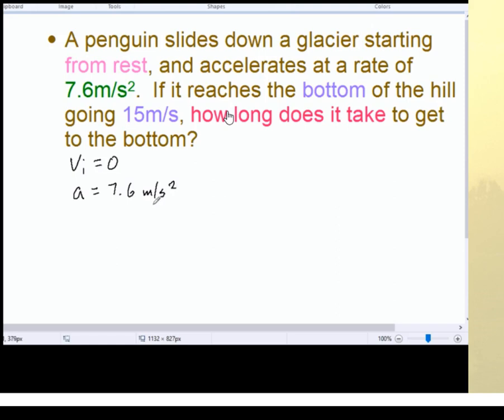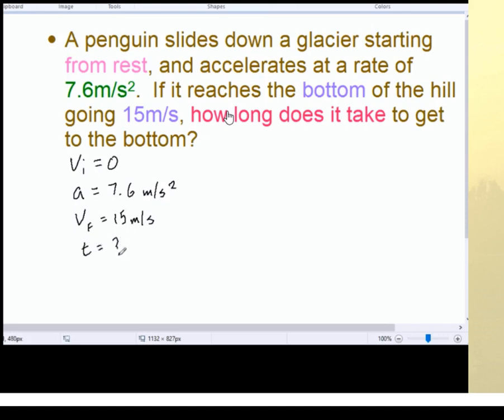I'm not sure it would really accelerate at a constant rate, but it makes the math a lot easier as we're learning this stuff. If it reaches the bottom of the hill going 15 meters per second, well, there's another velocity, and this would be our final velocity, 15 meters per second. How long does it take to get to the bottom? So I believe they're looking for a time.